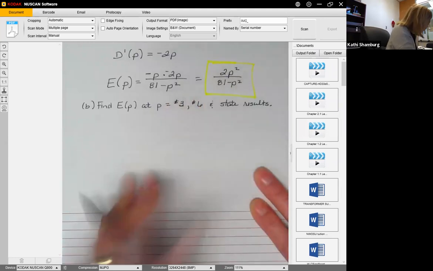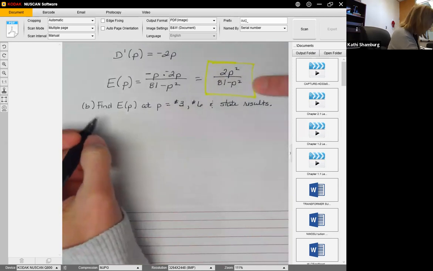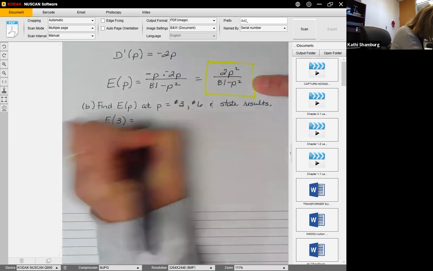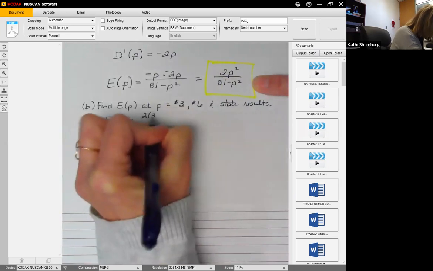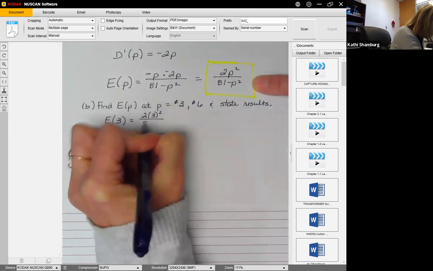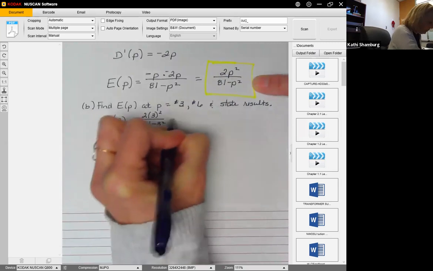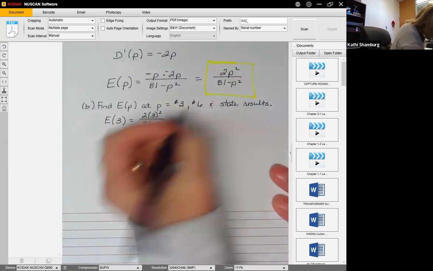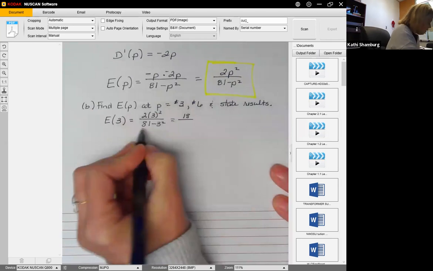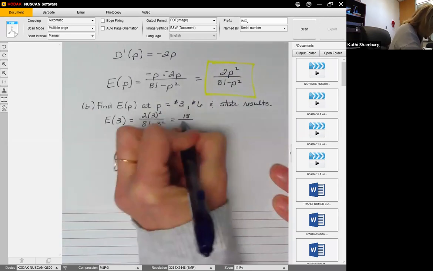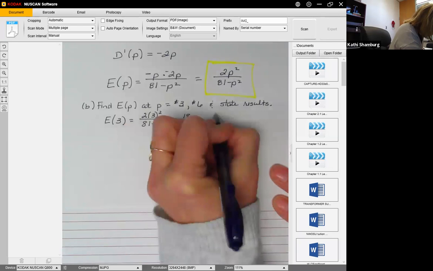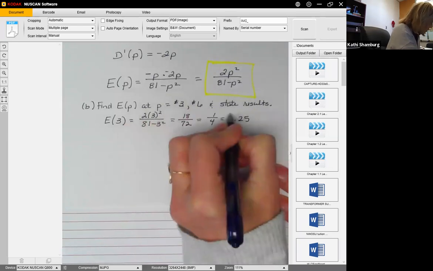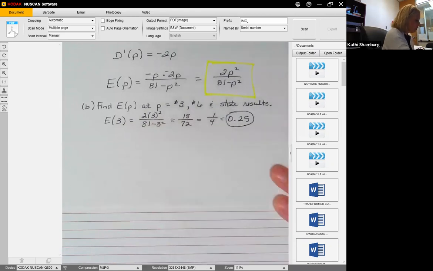All right, so I'm going to use this right here. Elasticity at $3 would be 2 times 3 squared divided by 81 minus 3 squared. So you would get 3 squared is 9, 9 times 2 is 18, 81 minus 9 is 72. So this is 1/4, which is 0.25. All right, so this is what helps us with our results.